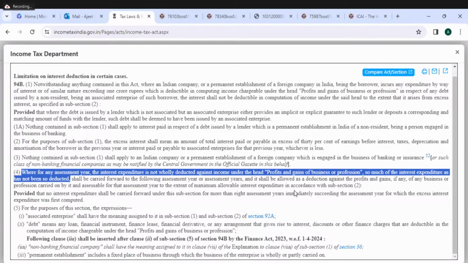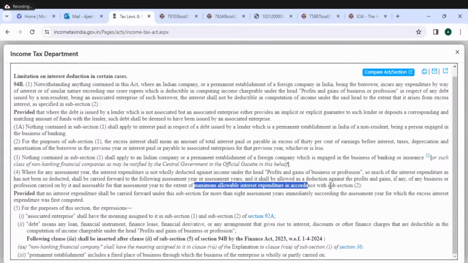And it shall be allowed in the next years, those 8 assessment years, maximum up to the limit prescribed under subsection 2. It means if some interest is disallowed in the current year, it will be carried forward to the next year. Next year also, you will be allowed only 30% of EBITDA. If there is a disallowance further, that doesn't mean the brought forward interest is fully allowed. Brought forward interest will be allowed up to the maximum interest which is allowable under subsection 2, which is 30% of your EBITDA.